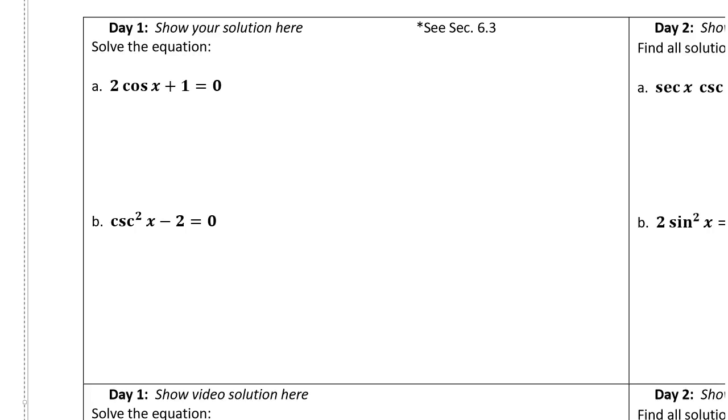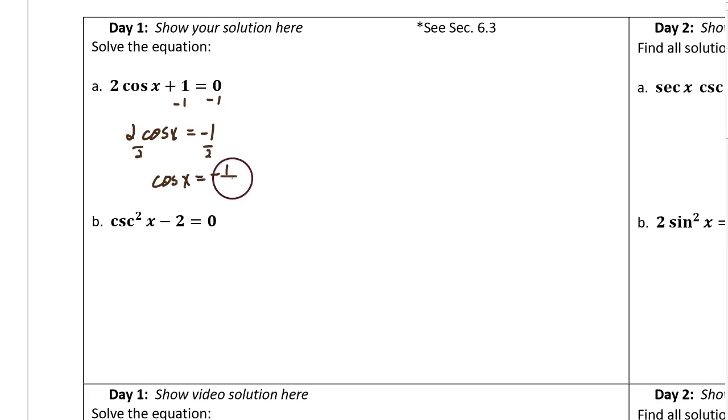Here's the solution for day one. Solve the equation. So in question A, we have 2 times the cosine of x plus 1 equals 0. First step, subtract the 1 from both sides, and that would create 2 cosine x is equal to -1. Then divide by the 2 on both sides, creating cosine of x is equal to -1/2.